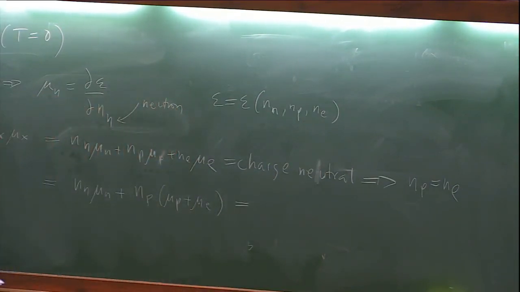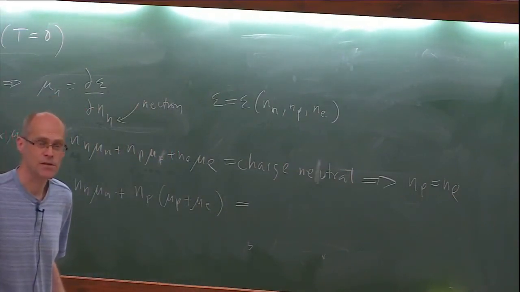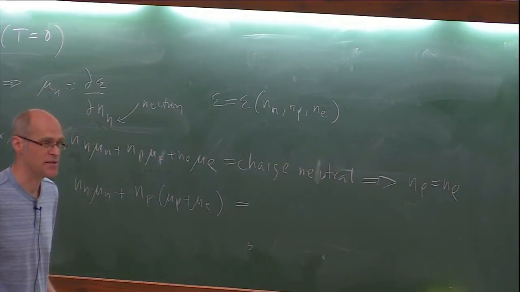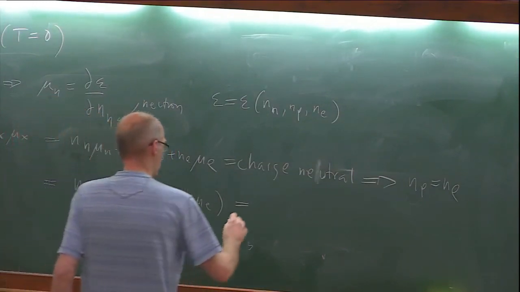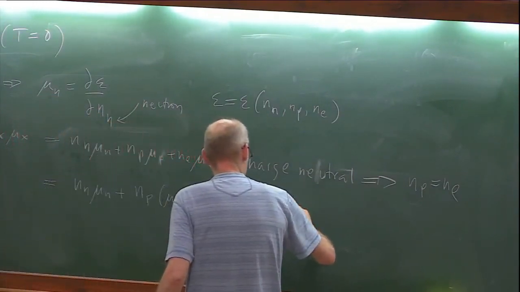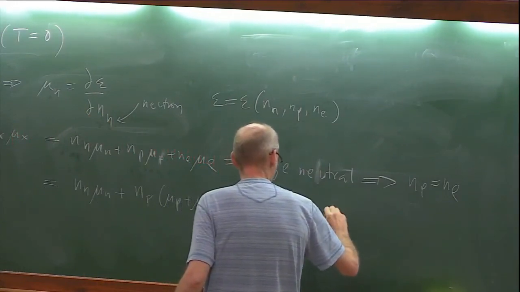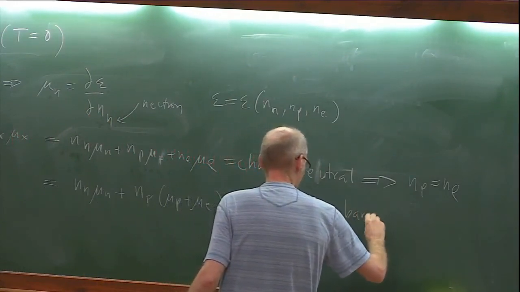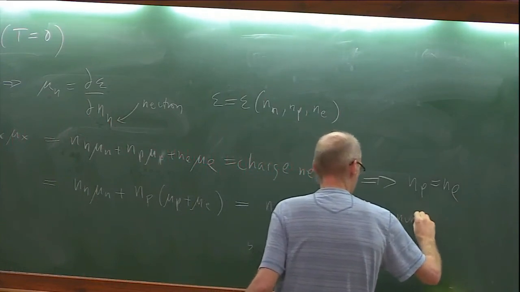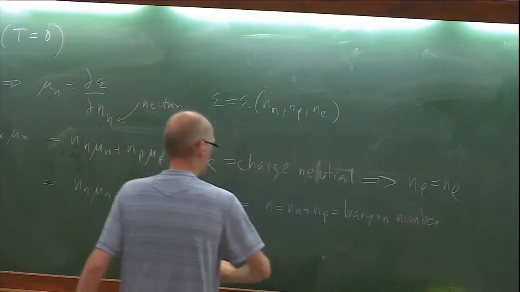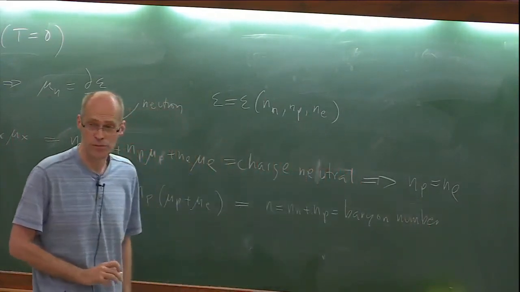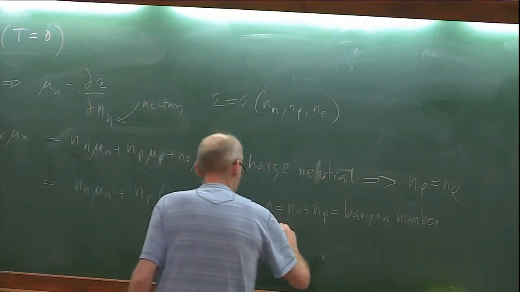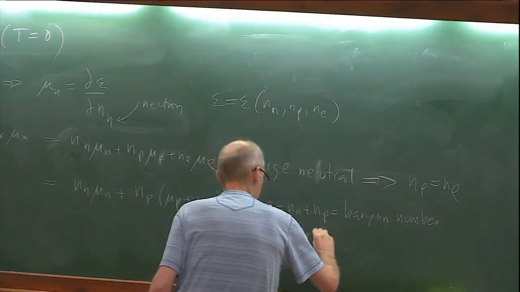And then let's change variables, because when in doubt, change variables and see what happens. So I'm going to change to baryon number, let's call it n, which is the sum of neutrons and protons, and proton fraction, which is Np over n.